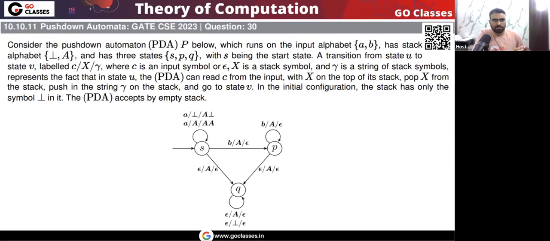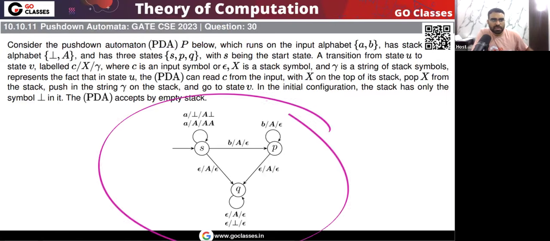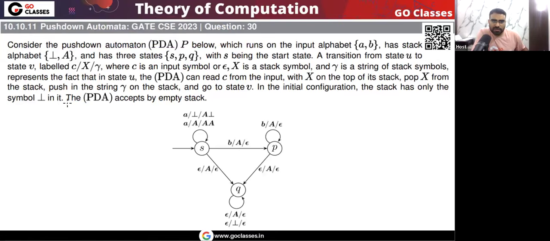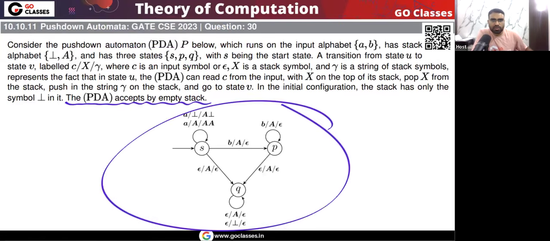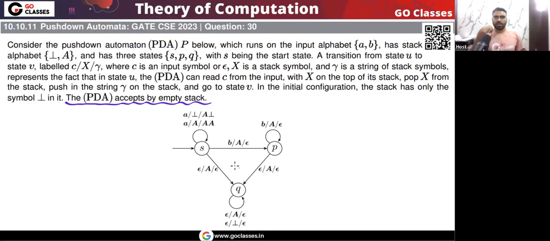Okay, let's move on now. Let's go to the 2023 GATE question based on pushdown automata. Consider the pushdown automaton PDA P below. This pushdown automaton is given to you. Read this statement: the PDA accepts by empty stack. That is the reason there is no final state. Can you notice in this PDA there is no final state?